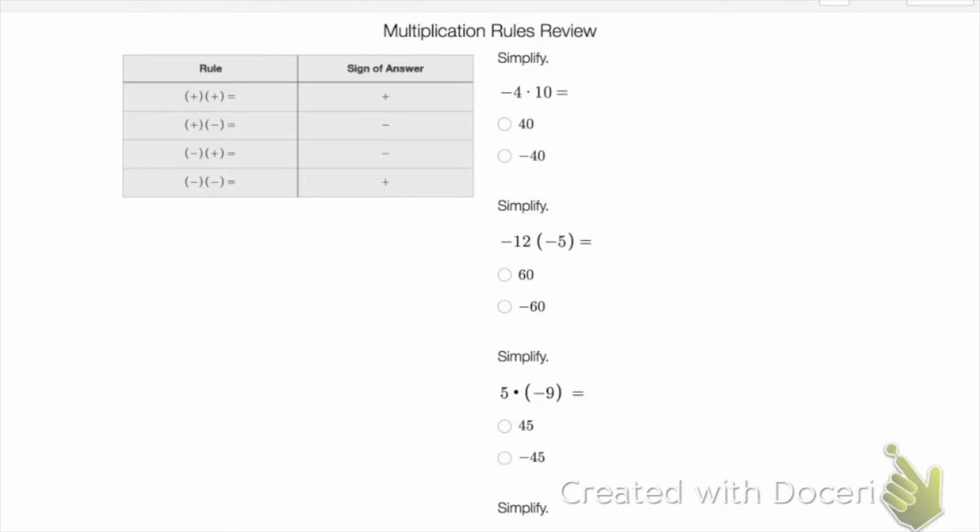So let's start. Negative 4 times positive 10, the answer is going to be negative 40. Negative 12 times negative 5, the answer is going to be positive 60. 5 times negative 9, the answer is going to be negative 45. And negative 6 times negative 6, the answer will be positive 36.